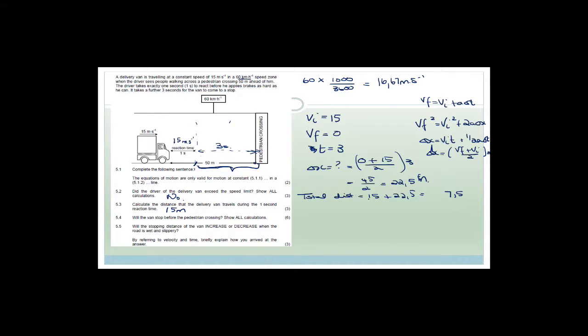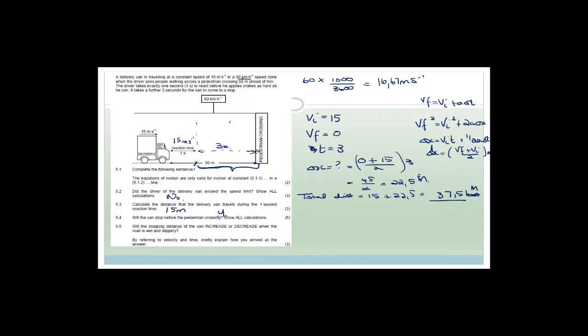So his total distance would be the 15 meters plus 22.5, which is going to be 37.5. So his total distance is 37.5 meters. And luckily, he has a total of 50 meters. So does he stop before the pedestrian crossing?